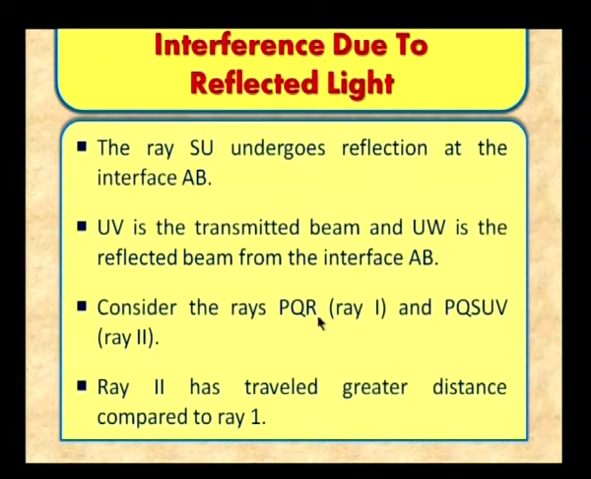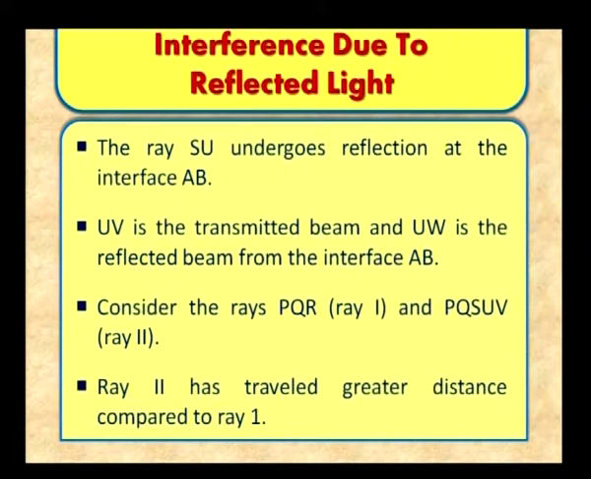Okay, you have P Q R, the ray 1. The other one is P Q S U V, which goes inside and comes out as ray 2. Ray 2 has travelled a greater distance compared to ray 1, because it goes through the film, and at the bottom of the film it gets reflected. So, how much is the path difference?